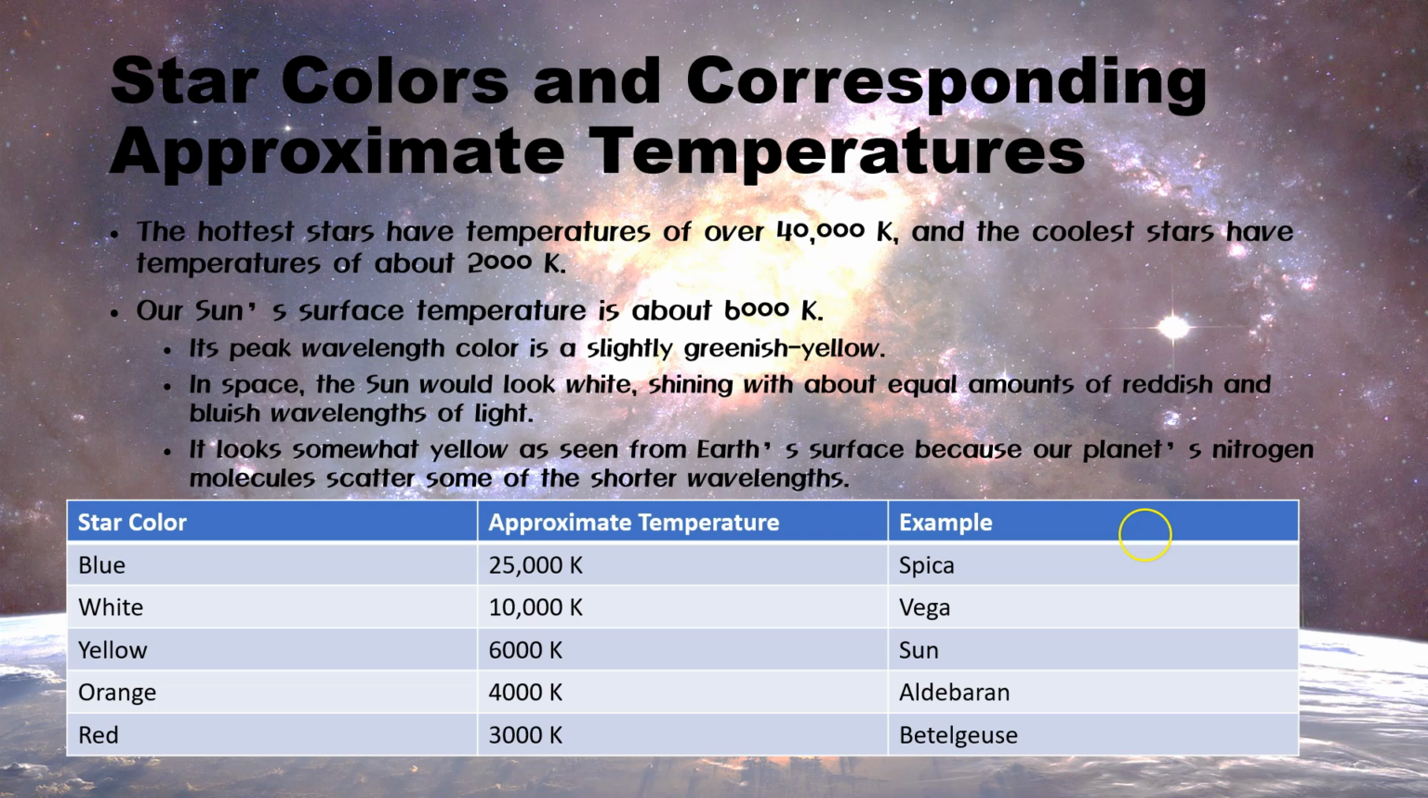And to really put into context what colors correspond to which temperatures, stars that are blue in color, we typically say, are much hotter, with an approximate temperature of about 25,000 Kelvin. An example of this would be Spica. White stars are about 10,000 Kelvin. An example of this is the star Vega. Yellow stars are around 6,000 Kelvin. Again, that's our own sun. Orange stars are about 4,000 Kelvin. Aldebaran is an example of that. And for red stars, we have about 3,000 Kelvin. And Betelgeuse is, of course, our representative of that category.